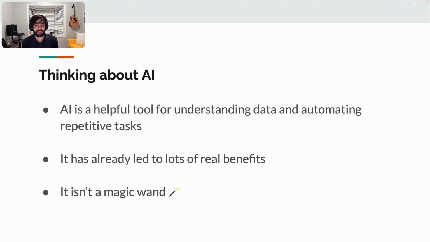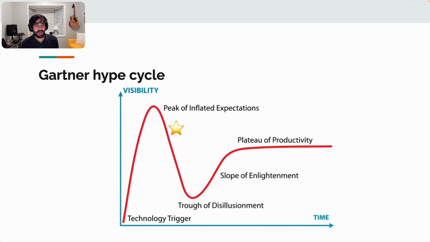But it isn't a magic wand. You can't just apply AI to something and magically figure it out. It's another tool that experts have to use to build systems that actually do real work. One thing to think about right now, there's so much hype about AI. You hear it in the news all the time. People are always talking about AI.